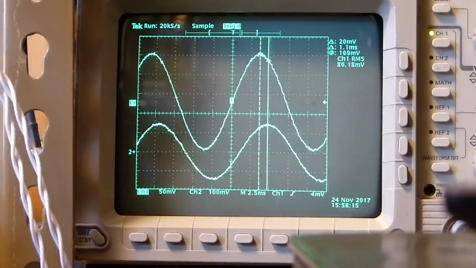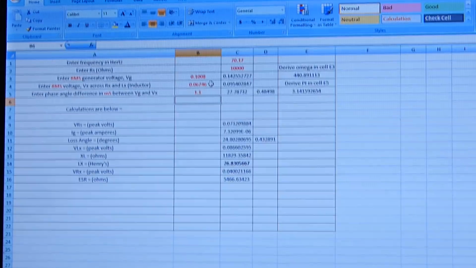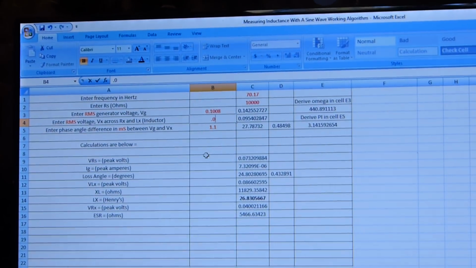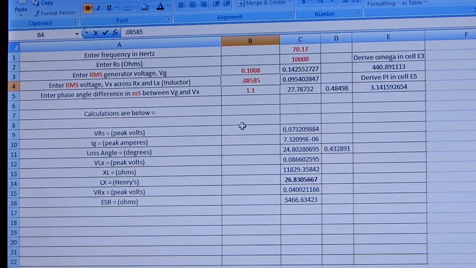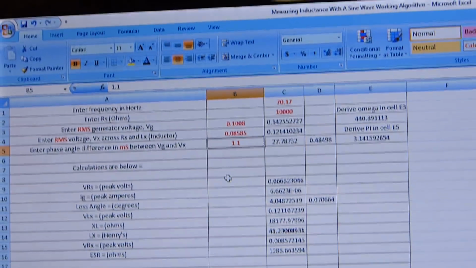I guess that's about as perfect as we can get. 1.1, I'm doing this in a slightly different order. 1.1 milliseconds, and then our voltage here is 85.85 millivolts. So we'll type in 0.08585. Can't believe I haven't made some typo error here. Look at that.